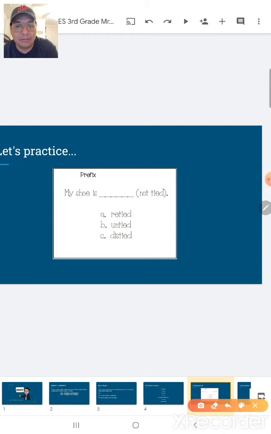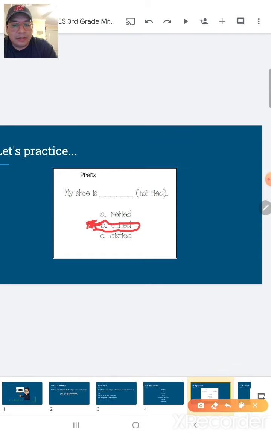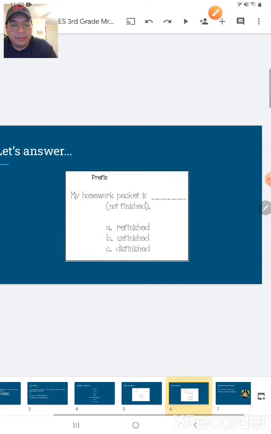So here we are, B, untied, is the best choice we have. Even though dis also means no or not, distied doesn't really sound right, right? So we also have to make sure we consider what we know, our prior knowledge that we already have. Okay, so we're gonna go ahead and go with untied. We're gonna go ahead and erase that one. Let's go to our next example.